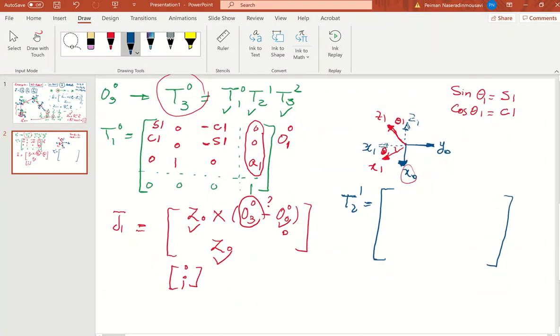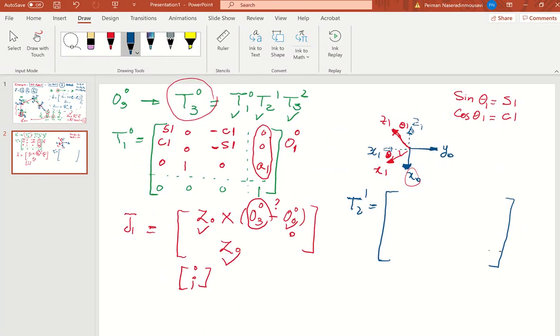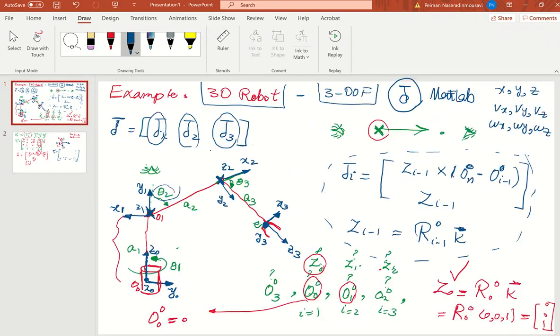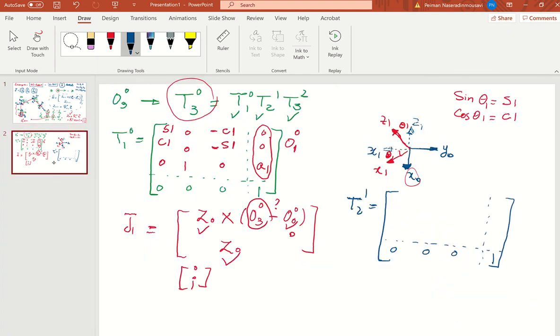I'm going step by step so that you understand, okay? Because I'm going to transfer everything and make a movie for you for this 3D robot. 0, 0, 0, 1. Okay, now here we go. So I'm going to assign frame 2 with respect to frame 1. So I'm going to plot it here, guys.